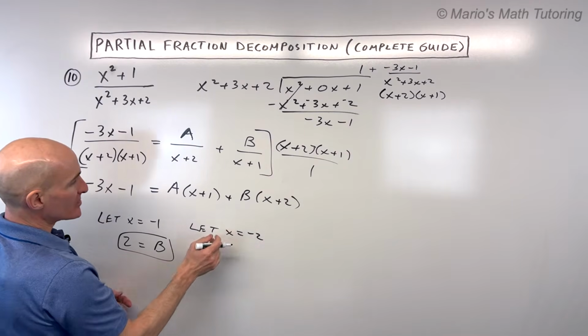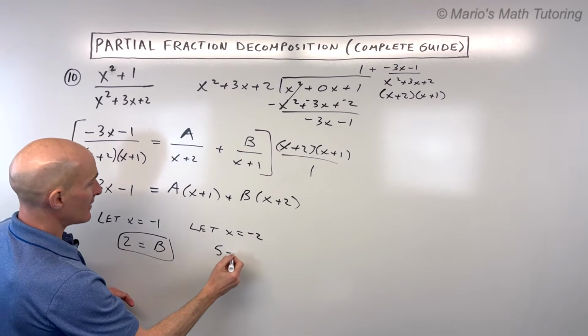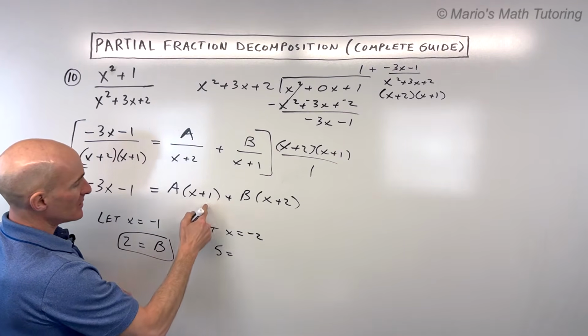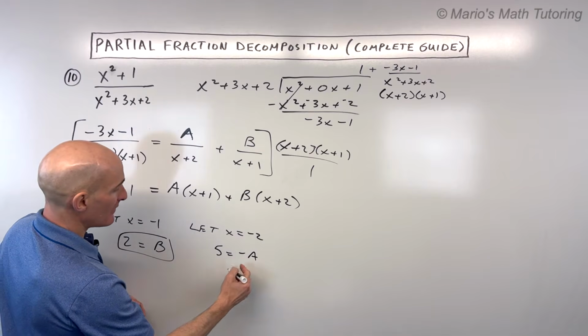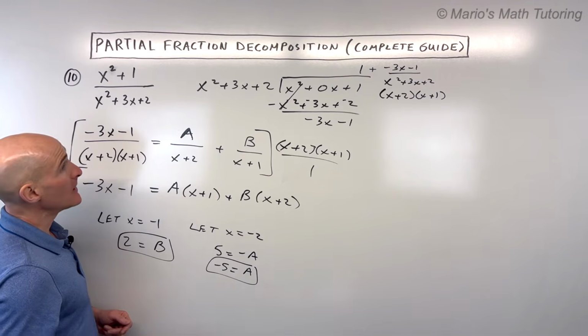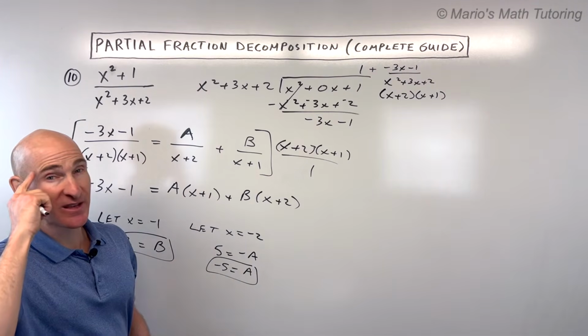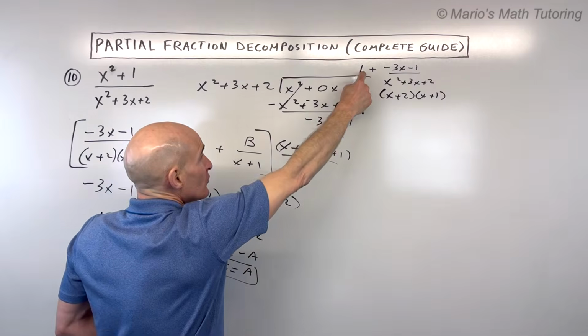That's going to cancel out this term because negative 2 plus 2 is 0. That's going to give us 6 minus 1, which is 5, equals negative 1 times a. Divide by negative 1, so a is negative 5. Okay, that was pretty quick. And so now when we write our partial fractions, here's where students sometimes make a little mistake. We have to include this 1 over here.